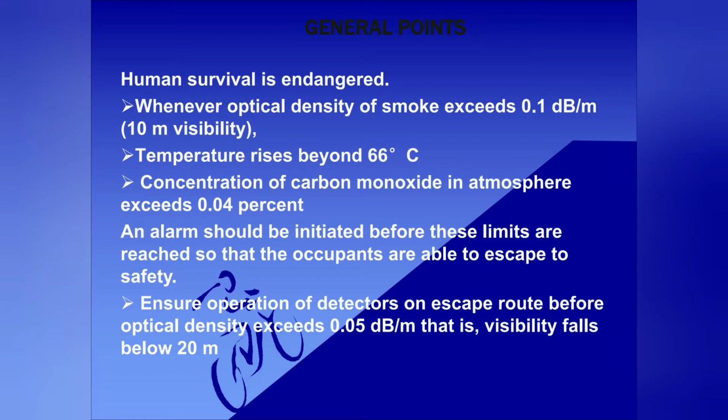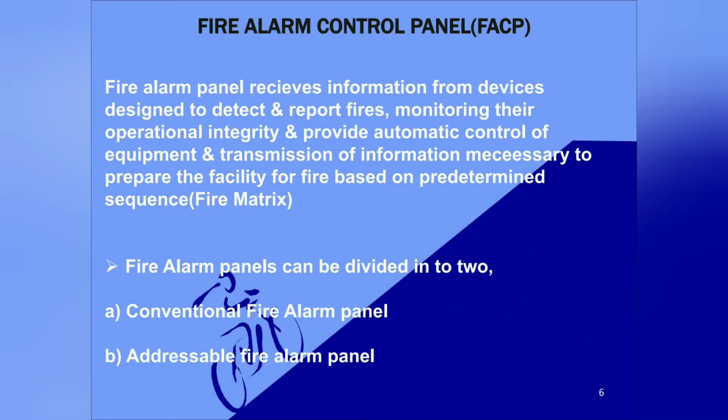Now let's see the fire alarm control panel. The fire alarm control panel receives information from devices which are designed to detect and report fires, monitors their operational integrity, provides automatic control of equipment, and transmits the information necessary to prepare the facility for the fire based on a predetermined sequence. This is the major function of a fire alarm control panel. Fire alarm control panels can be divided into two: the first one is the conventional fire alarm control panel, and the second one is the addressable fire alarm control panel.